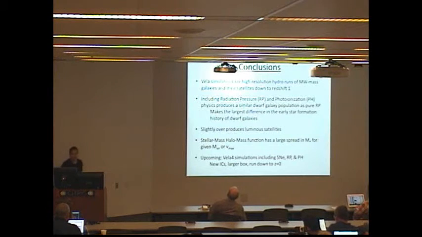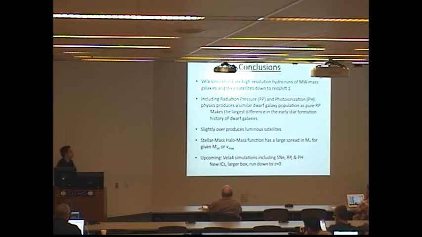So in conclusion, we've talked a lot about the Vela simulations at this conference, but we haven't yet talked about the dwarf satellite population around these galaxies. Now I've shown you a little bit about their star formation histories, about the abundance of these satellites that we have at redshift 1. It looks like models of radiation pressure and radiation pressure plus photoionization produce similar looking dwarf galaxy populations. Maybe the biggest difference is the abundance of low mass luminous satellites, and there are possibly some differences in the early star formation histories of these dwarf galaxies.